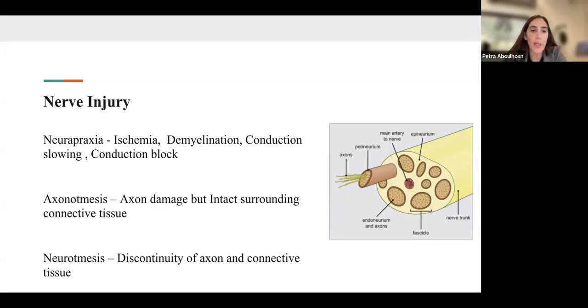The next one is axonotmesis, when you do have axon damage and the myelin, but the surrounding connective tissue is still intact. Here, we have Wallerian degeneration. There is a high likelihood of recovery, and we know that the nerve recovers 1 millimeter a day or 1 inch a month. When you have neurotmesis, this is complete discontinuity of the axon and connective tissue. This needs surgical intervention, and recovery of a full nerve is unlikely.